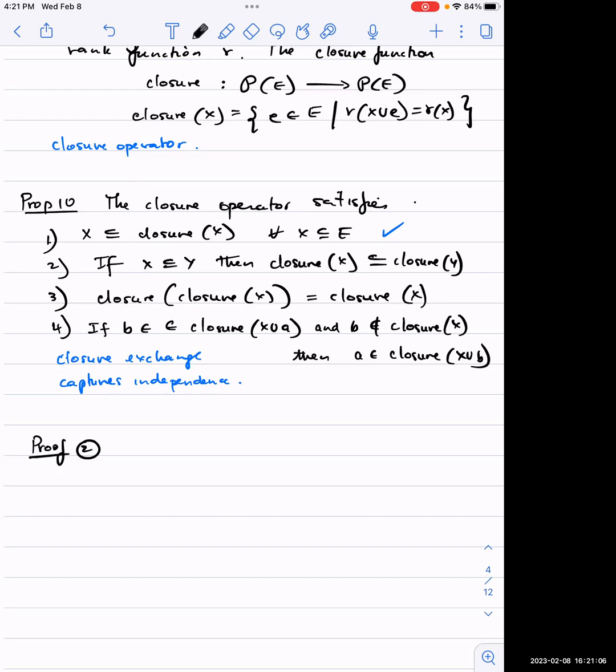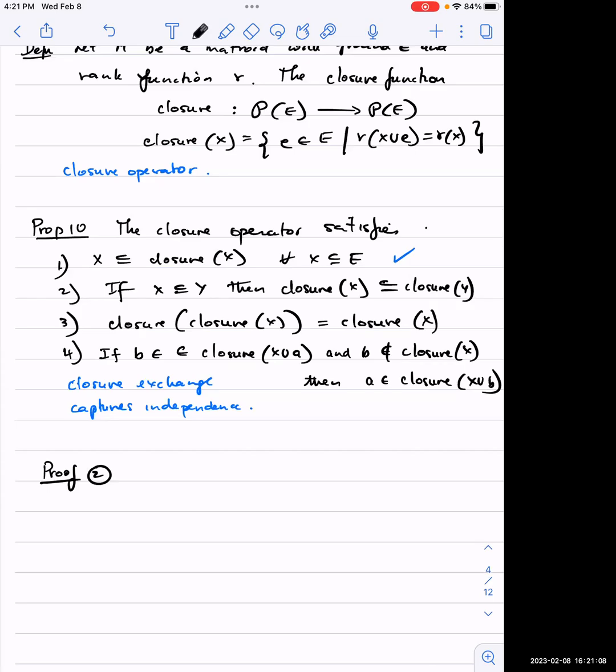I should stop here and ask any questions. I think at some point we will use CL for closure, but when I write CL, it doesn't look like anything and causes confusion, so I just spell it out. Any questions so far, or should I just continue? We'll prove this. I actually have a proof for 2, 3, 4. Go through the proof.